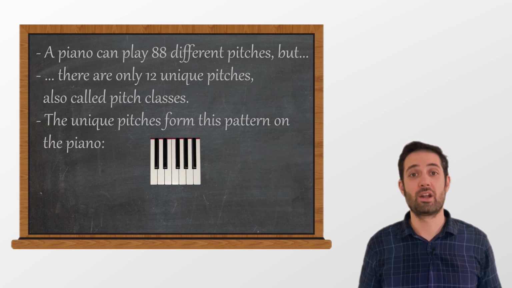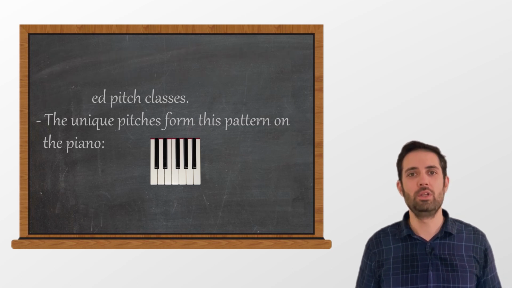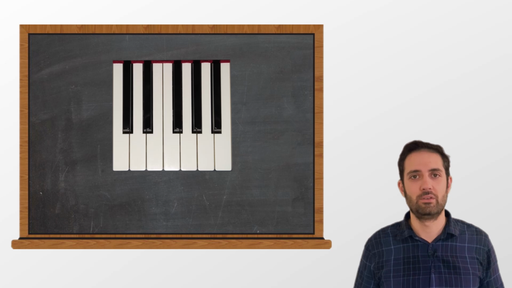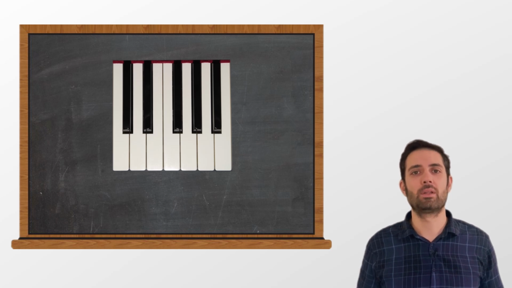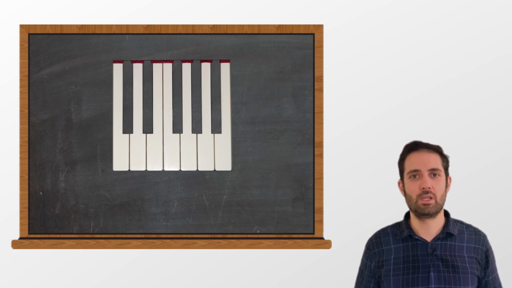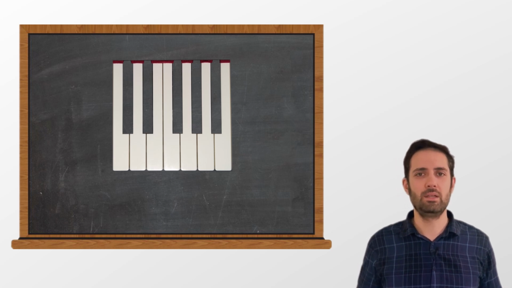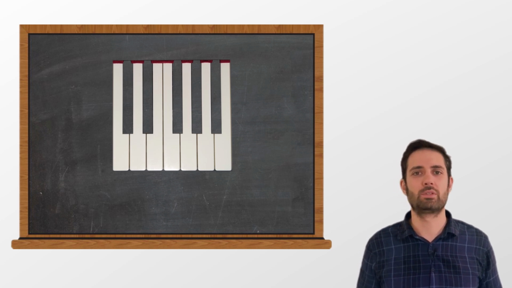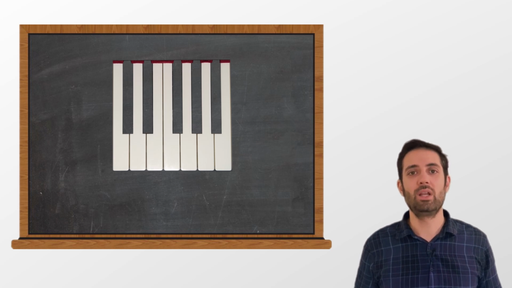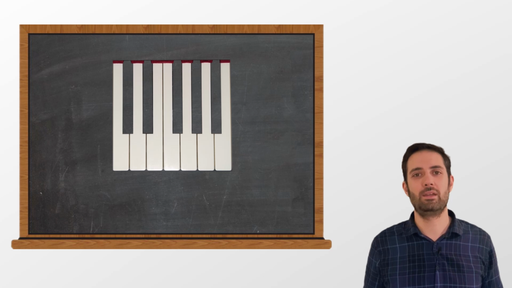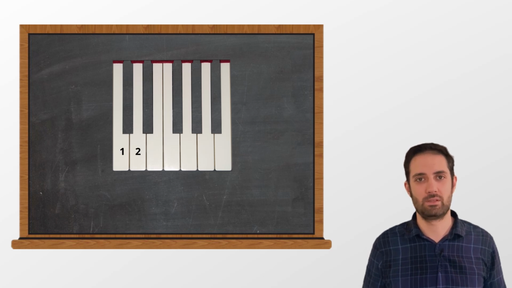Now that we know there are really only 12 pitches, we need to give them a name. For the time being, we will ignore the black keys on the piano. It's not that they are more or less important than the white keys, but at the beginning we don't need them and we need to start easy. We will understand the black keys later on. Ignoring the black keys, we are left with 7 pitches.